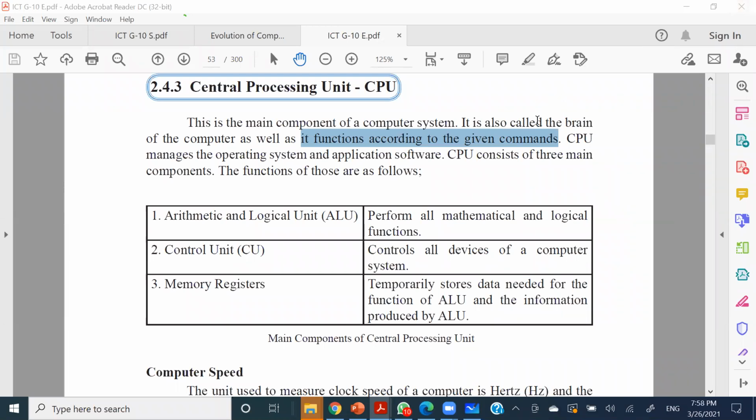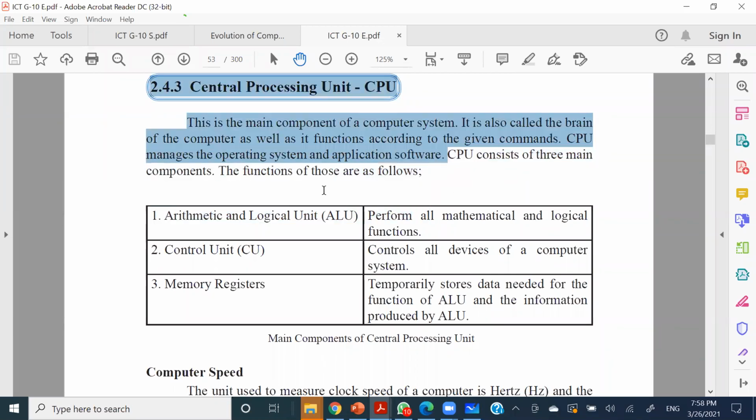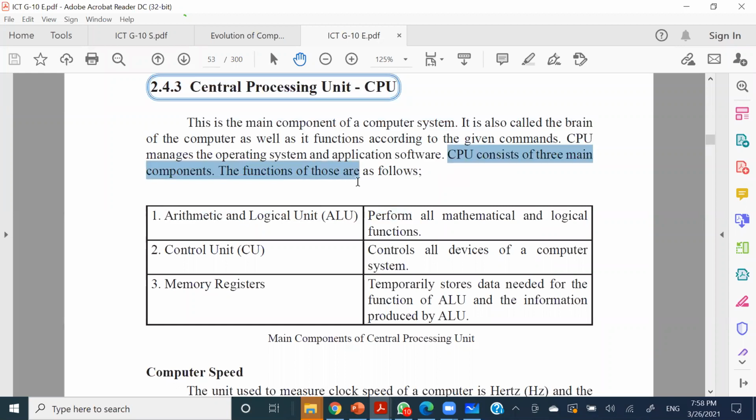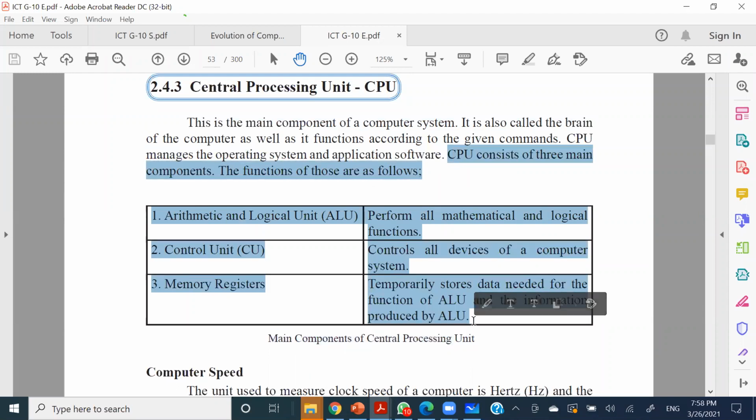Right, so the third point is this. CPU consists of three main components. The functions of those are as follows. Then you have to write down this particular table. Right, so once you are done with that table, we can end the session.